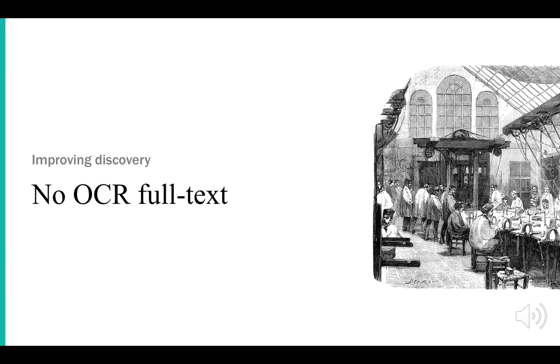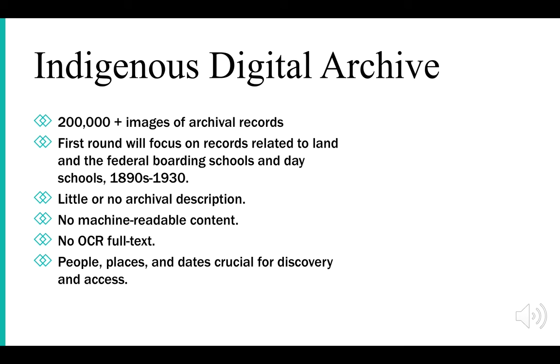So to take a case study, the Indigenous Digital Archive, a project that Digirati are working on, consists of over 200,000 images of archival records concerning the Native American community, mostly in New Mexico and other parts of the United States. And the first round of these archives will focus on records relating to land and to the federal boarding schools and day schools in the late 19th and early 20th century. This material has little or no archival description, and there's no machine readable content that exists in advance. There's also no OCR full text, and yet people, places and dates are crucial for discovery and access to this content.